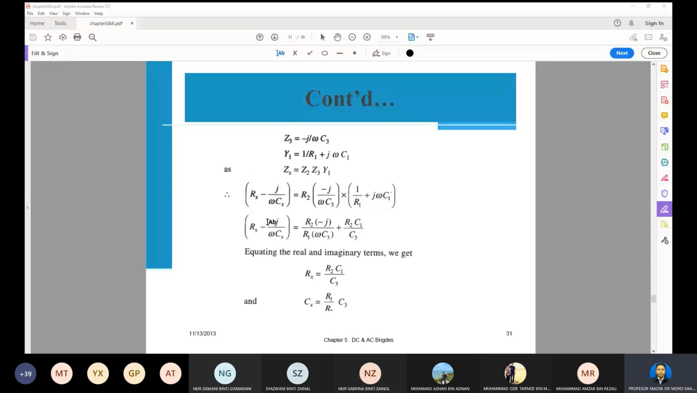If we have the j, that means we have the imaginary part. So on the real part, Rx equals R2 multiplied by C1 over C3. That is for calculating Rx. And Cx equals R1 over R2 multiplied by C3. That is to calculate Cx. That is the standard formula for calculating Rx and Cx for the Schering bridge.